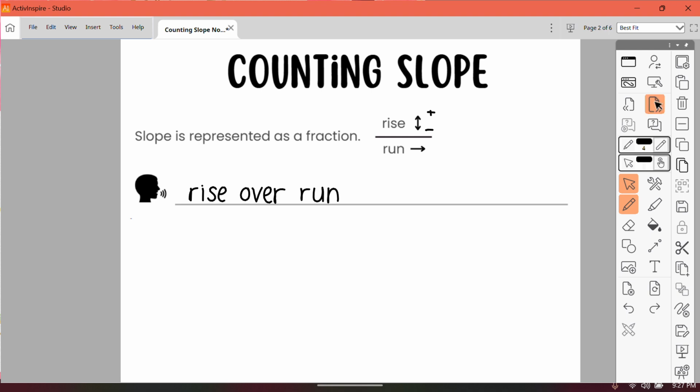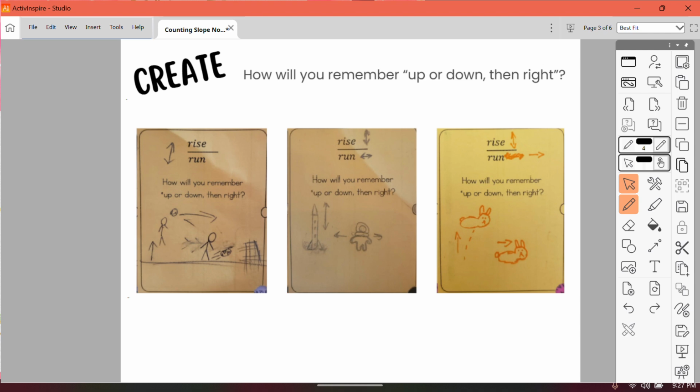And a lot of the times we get forgetful with this, or we get it mixed up with other things in math. So it's really helpful if you can come up with a way to remember this. So I have some pictures. I have a soccer player and an astronaut and a bunny here that kids have come up with different ways for remembering to go up or down first and then go to the right. So if you have a copy of these notes, see if you can come up with a way to remember this, or copy one of these examples that's been done.